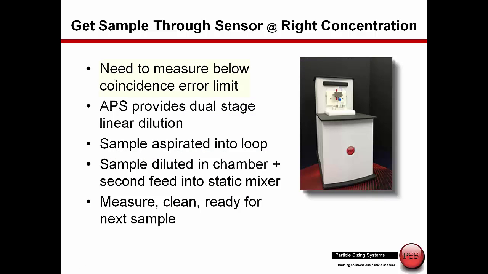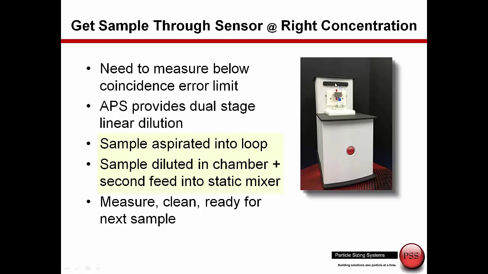Now we mentioned we need to get the concentration of the sample down below the concentration limit of the sensor. And in order to do that, we need to dilute the sample. The AccuSizer APS is actually a two-dilution system, and what this is going to do is aspirate some sample into a sample loop. We'll dilute it once in a chamber and then secondly through another static mixer.